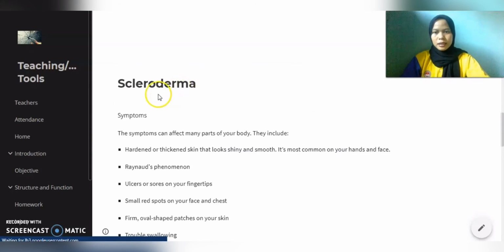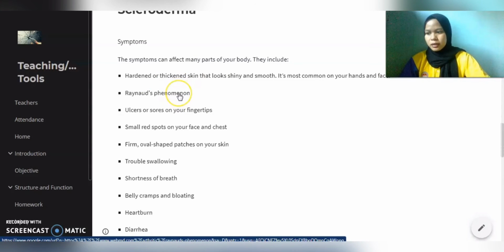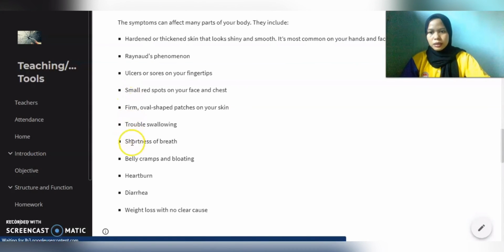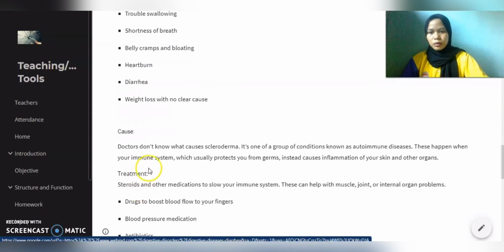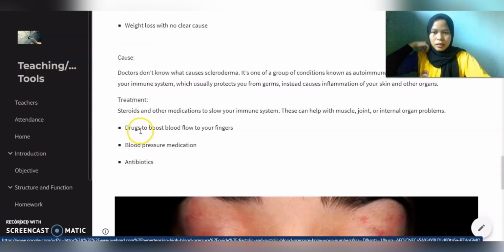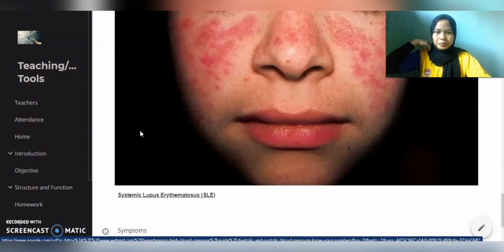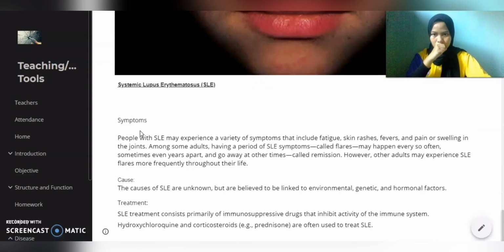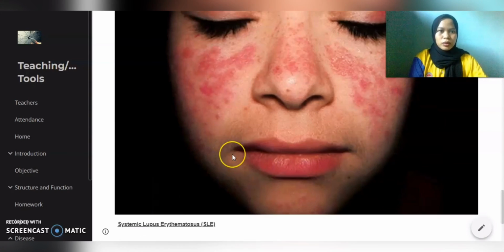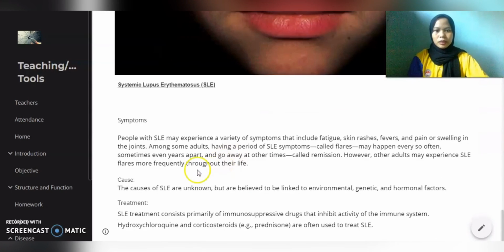Next is scleroderma. The symptoms are 1, 2, 3, 4, 5, 6, 7, 8, 9, 10, 11, 12. And the cause and the treatment. Next is systemic lupus erythematosus. Look at the picture and read the explanation.